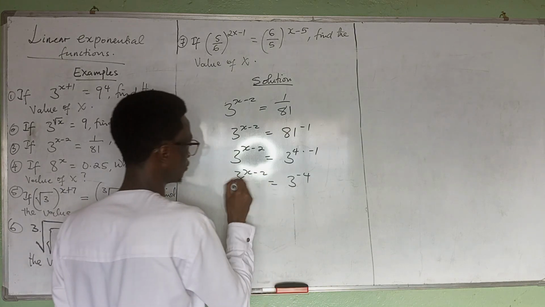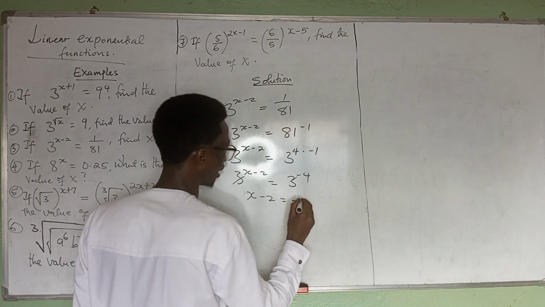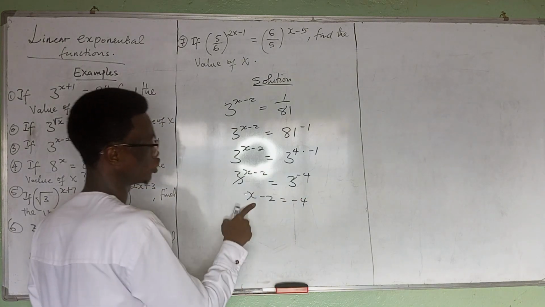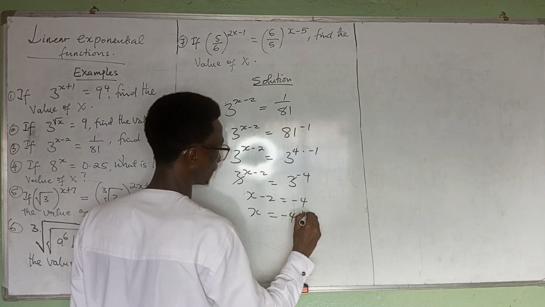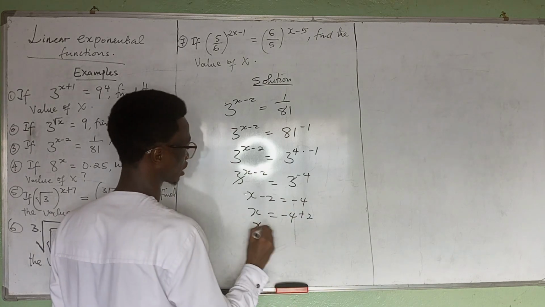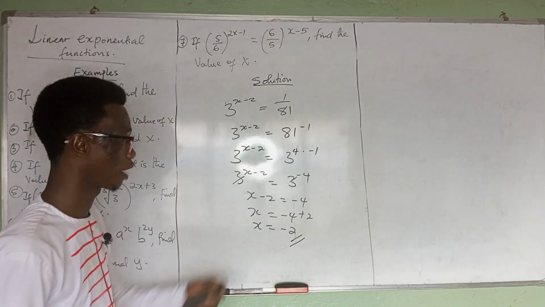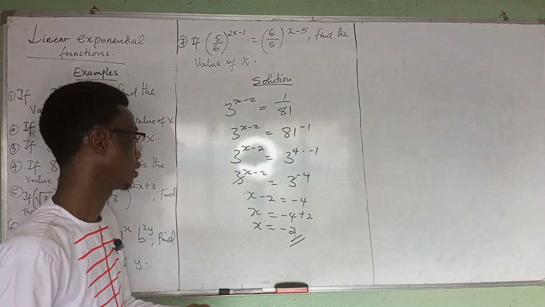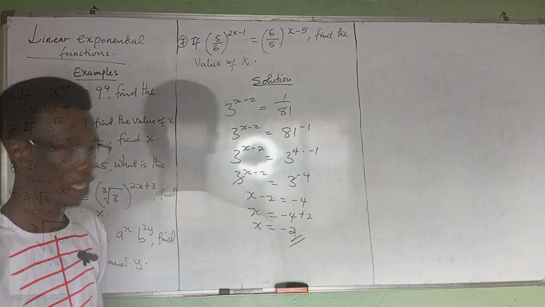Now this and this are the same, you cancel them, you are left with x minus 2 equals minus 4. You need x, so 2 is transposed, this becomes minus 4 plus 2. So x becomes minus 2, because when you subtract, the bigger number carries the sign. So x equals minus 2. If you put it here, you are going to have the same answer.